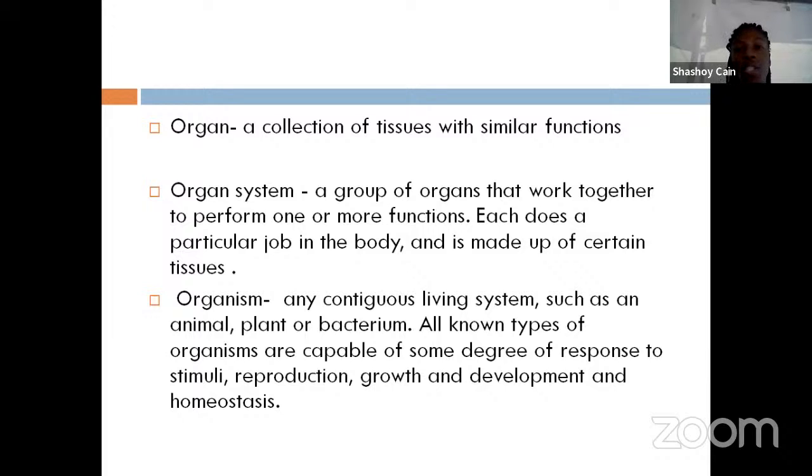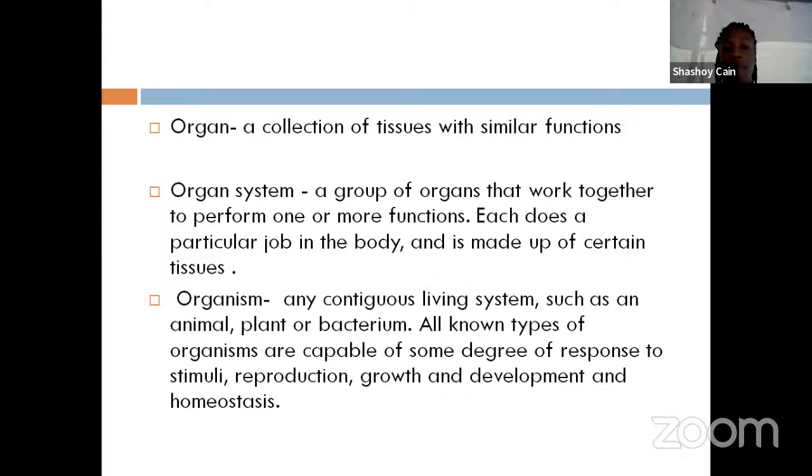An organ is a collection of tissues with similar functions. And the organ system is a group of organs that work together to perform one or more functions. Each does a particular job in the body and is made up of certain tissues. So like the circulatory system is a group of organs coming together. In the circulatory system, what are some of the organs that come together to work? Arteries, capillaries. Right. Awesome. Don't forget the heart.